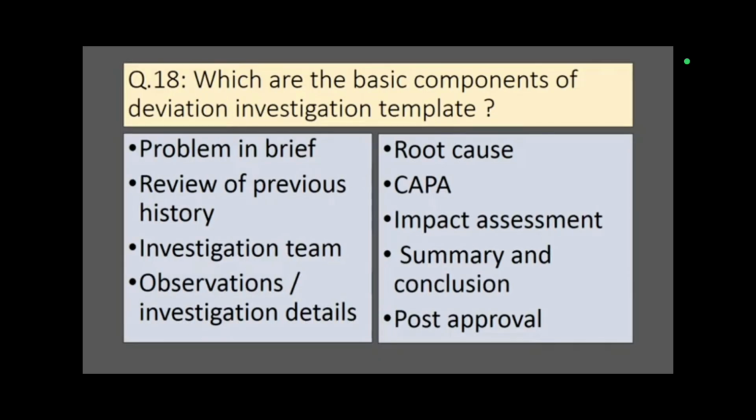Next question, which are the basic components of a deviation investigation template? Components of the deviation investigation template are given in sequence as below. First, problem in brief. Second, review of previous history. Third, investigation team. Fourth, investigation details or the observation details. Next, root cause. Next, CAPA actions. Next, impact assessment, and then summary and conclusion followed by post approval.